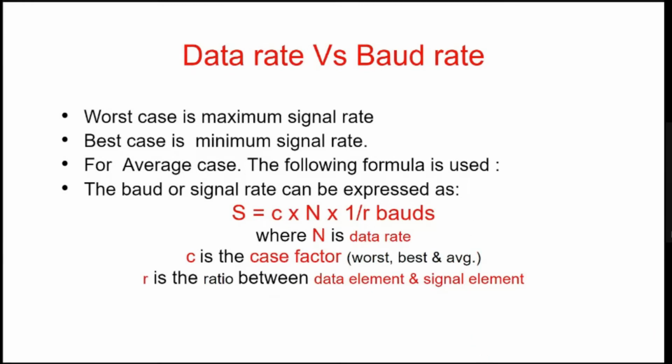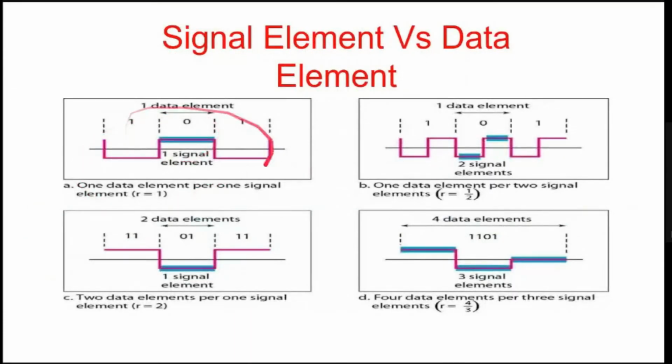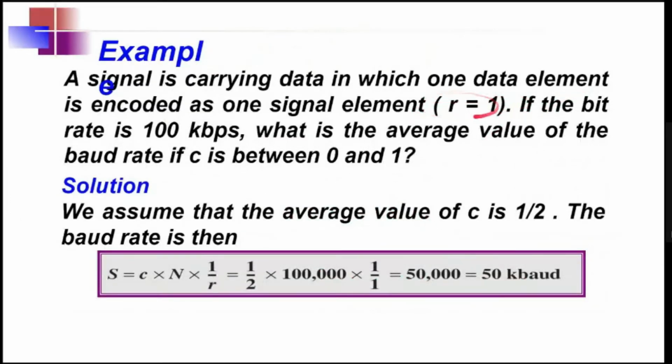I will explain with one sample problem, right? A very important problem. A signal is carrying data in which one data element is encoded as one signal element. So what is the value of R? It is 1, because one data element is encoded as one signal element. So the value is R = 1 for this diagram. One data element per one signal element.